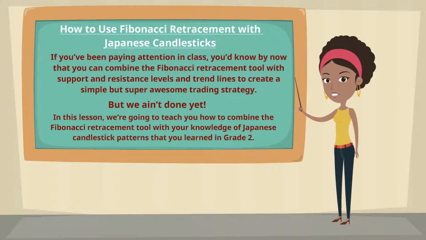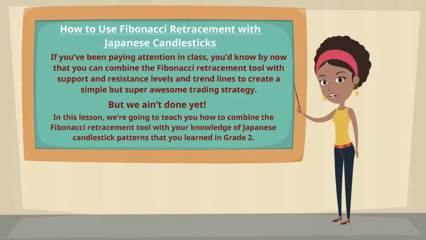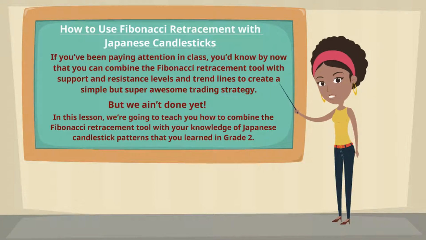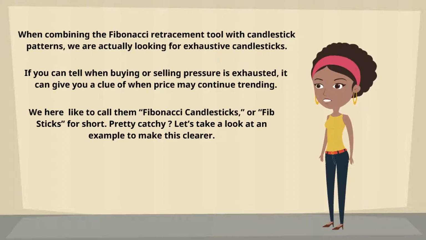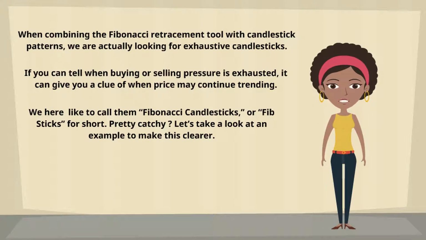In this lesson, we're going to teach you how to combine the Fibonacci retracement tool with your knowledge of Japanese candlestick patterns that you learned in grade 2. When combining the Fibonacci retracement tool with candlestick patterns, we are actually looking for exhaustive candlesticks. If you can tell when buying or selling pressure is exhausted, it can give you a clue of when price may continue trending. We like to call them Fibonacci candlesticks, or Fibsticks for short. Pretty catchy. Let's take a look at an example to make this clearer.